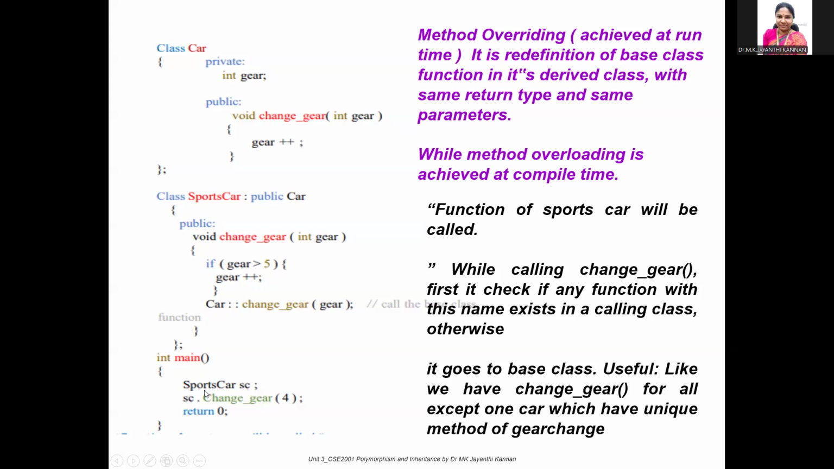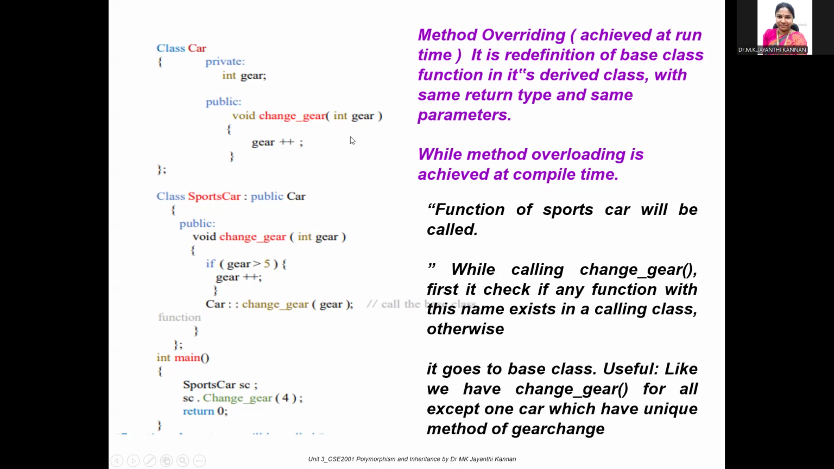And in the main program, we are creating an object of sports car, where sports car is your derived class. The object is called sports car SC, and through the object SC, we are calling the change gear function. So we are calling the function SC dot change gear of 4. So it will execute the function. The value 4 will be assigned to gear. Is 4 greater than 5? The condition will be checked. Then it will execute gear plus plus.